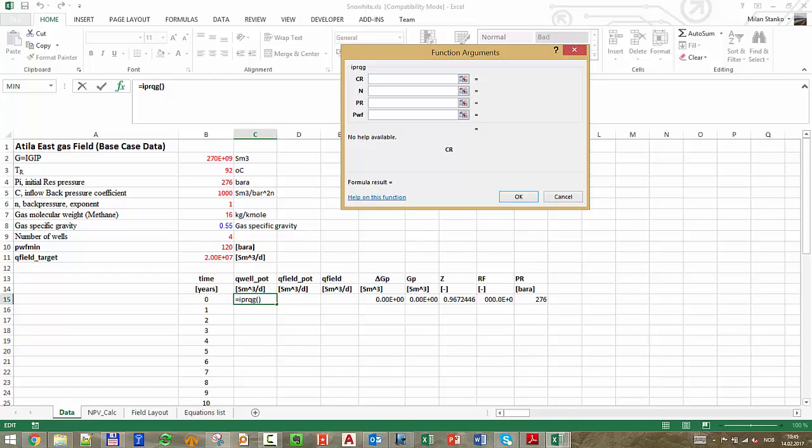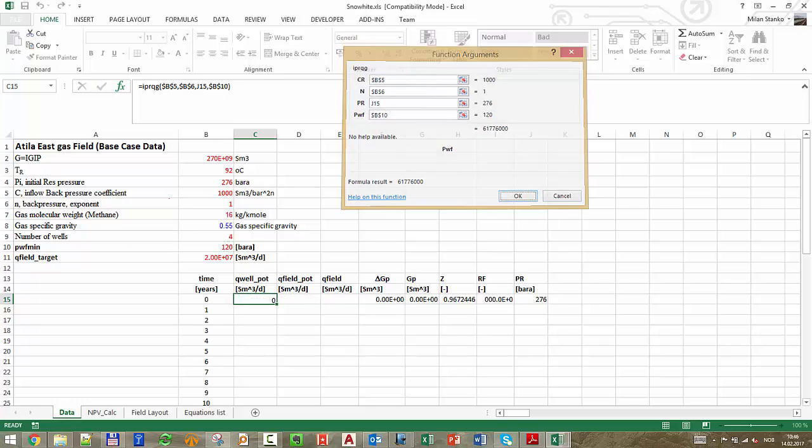Then I say the back pressure coefficient, I'm not sure where it came from, God gave it to me and I just accepted. And I also block it. Then PR, the current PR, and that's going to change when I drag it down. And the bottom hole pressure that I'm going to use is the minimum bottom hole pressure. That's what the reservoir simulator is doing, okay? You are doing exactly the same that it's doing.